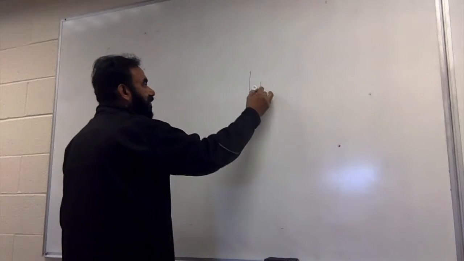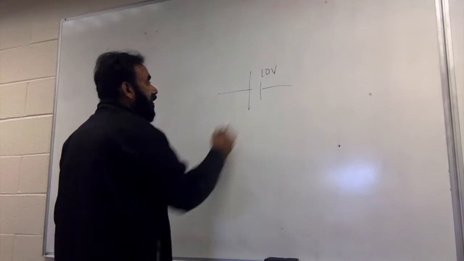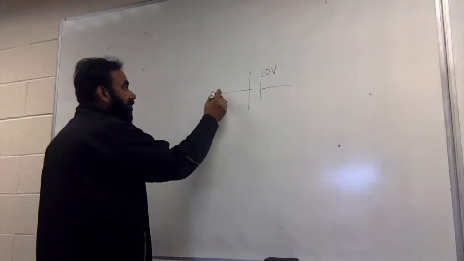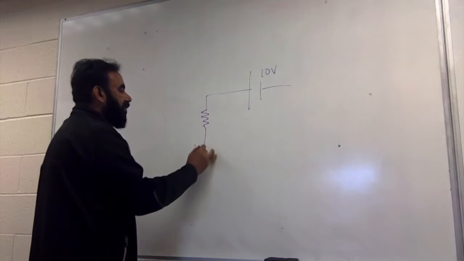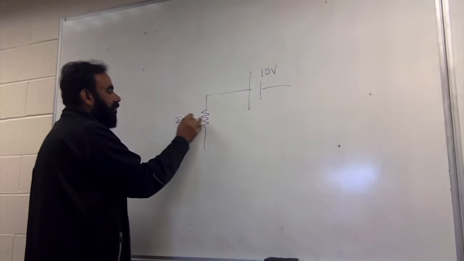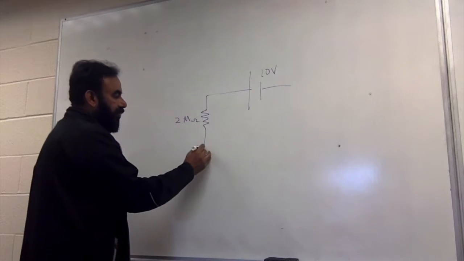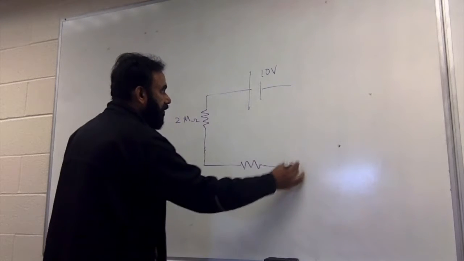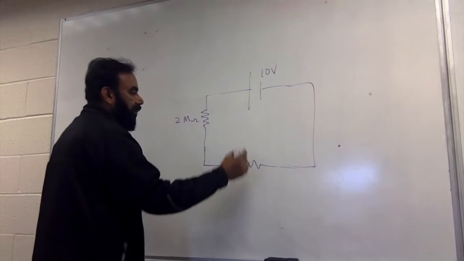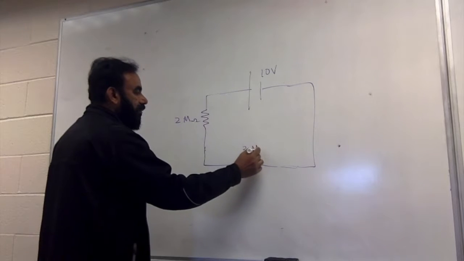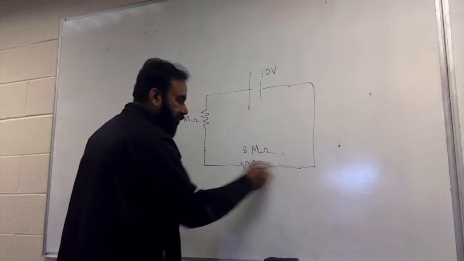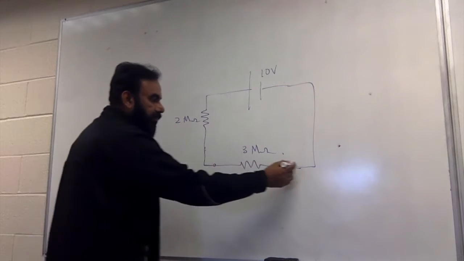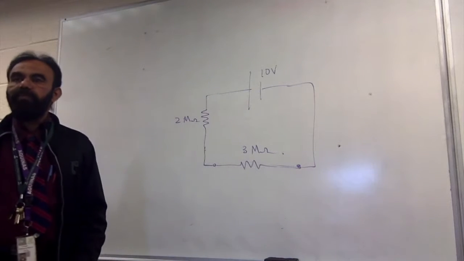For example, if I have 10 volts connected across a resistance here of 2 mega ohms and the resistance over here of 3 mega ohms. How many volts is supposed to be across here? Rick? How many volts should be across here?